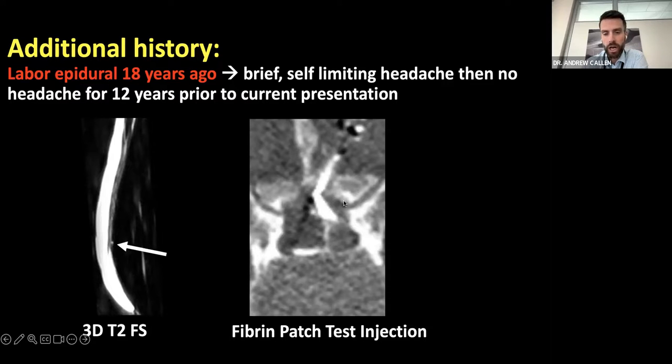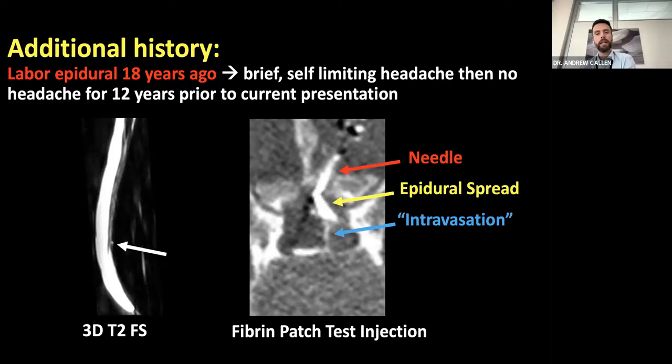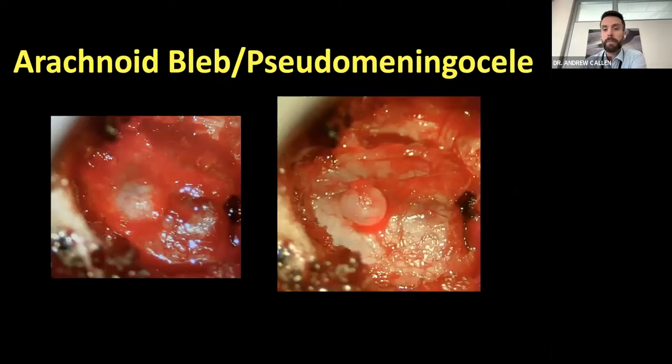And I did a little test injection with contrast here right at that level. There's my needle. There's our epidural spread of contrast. And we see this very interesting finding of contrast intravasating into the subarachnoid space and then layering in the subarachnoid space along the ventral canal here. She had very, very profound symptomatic improvement that only lasted 2 to 3 weeks after that fibrin patch. So we sent her to surgery.